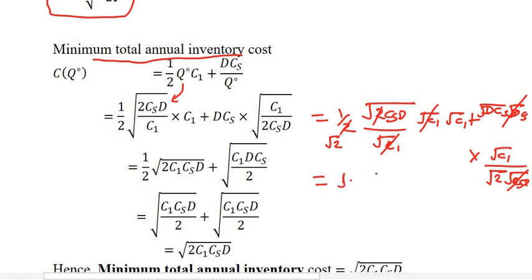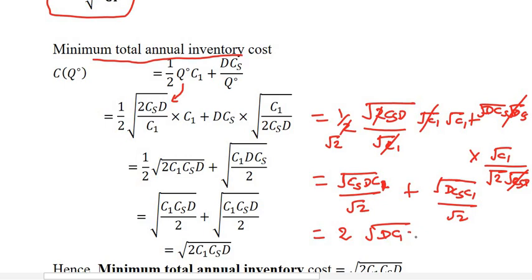Therefore, we are getting a square root of CSD divided by root 2 into C1, plus square root of DCS into C1 divided by root 2. I am getting 2 times of this one. So therefore, 2 times of square root of DC1CS divided by square root of 2, and this should be cancelled and we are getting root 2. So finally we are getting the answer 2DC1CS. This must be the minimum total annual inventory cost.